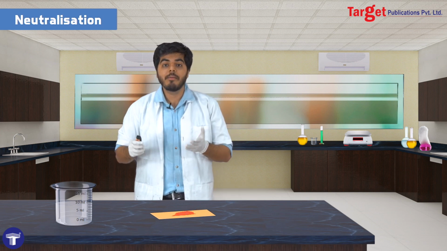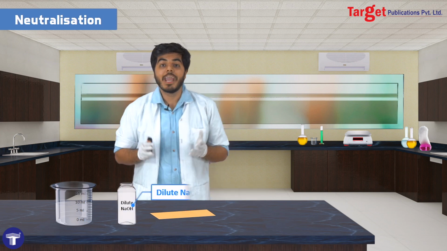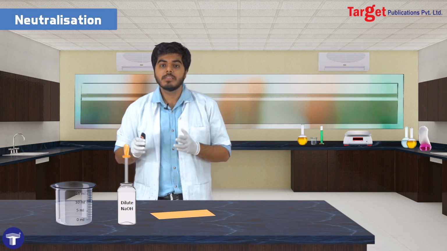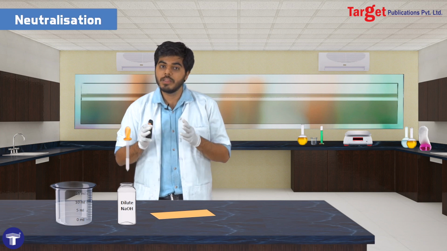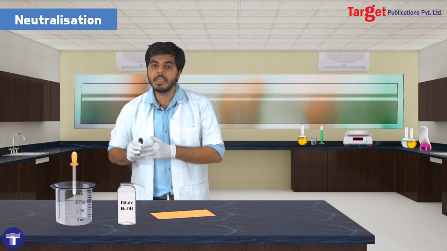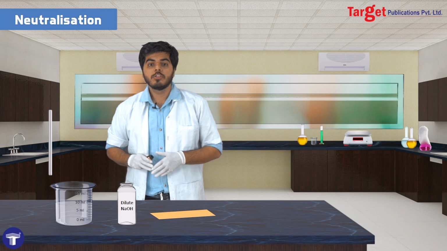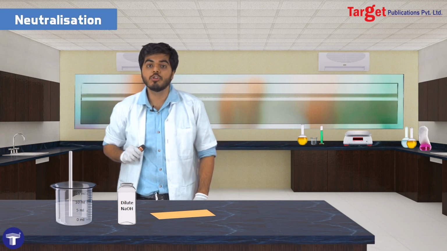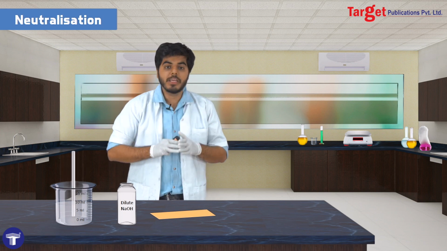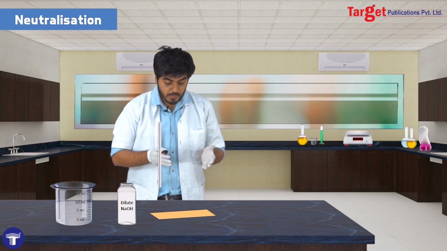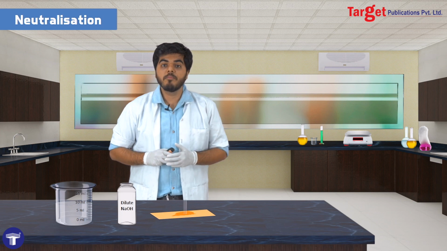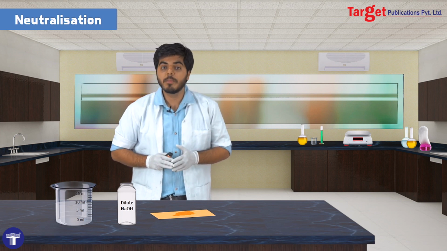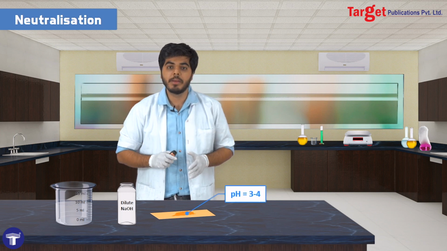Now after this, I am going to take dilute NaOH. After taking dilute NaOH, I am going to pour some amount of dilute NaOH with the help of a dropper into the beaker containing dilute HCl. So after pouring it, I am going to take a glass rod and stir the entire solution well. After that, putting that solution on pH paper, I can see the color of pH paper changes to orange.